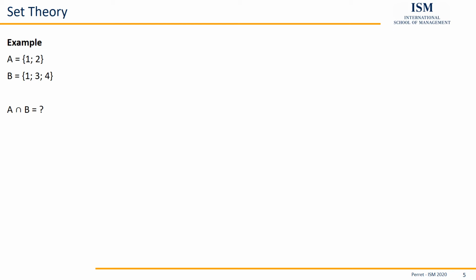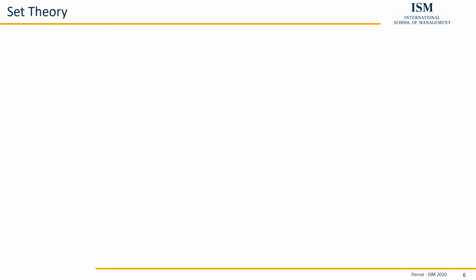2 is in A but not in B, meaning 2 will not be in the intersection. And well, we checked all the values of A, so we can already conclude that the intersection only contains the element, the object 1. That's all there is to this example with the intersection. Okay, so this was the intersection.